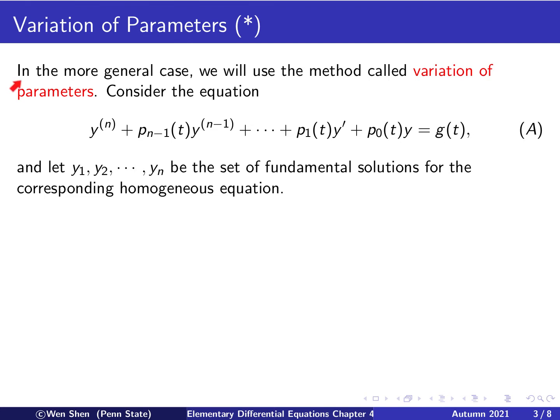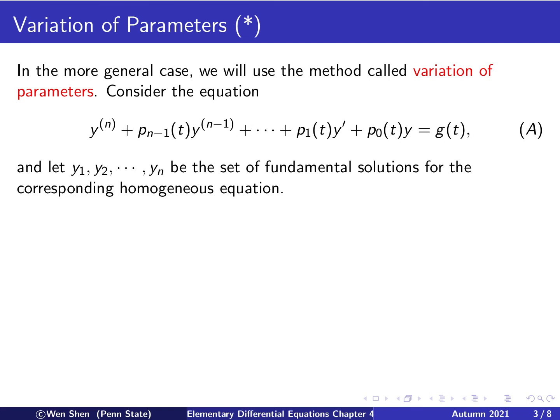Here we're considering a more general case, and that means it's not constant coefficient, so we can rewrite the equation into this form, which we call equation A, such that for the highest derivative term we have coefficient 1, and for the lower derivative terms we have variable coefficients. These are p_i of t, they are functions of t, until p_0 of t for the y term, and the right hand side g of t is a function, not necessarily just exponential or sine, cosine.